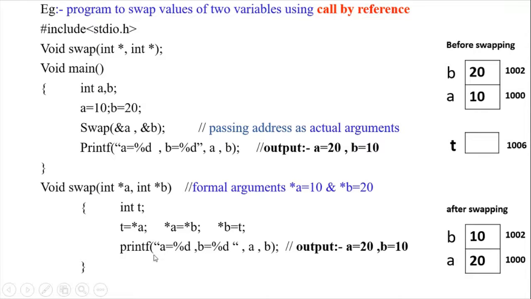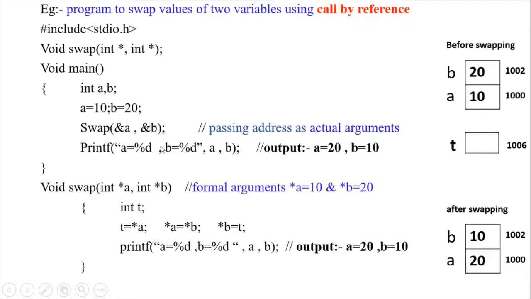So in this printf statement, what will be the output of a and b? The output of a and b will be a is equal to 20 and b is equal to 10. And when the control goes to the main function, here you can see again a printf function. So here also you can see that a is equal to 20 and b is equal to 10.